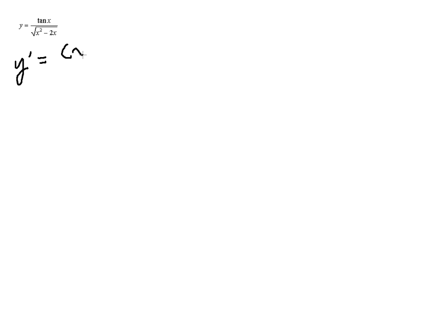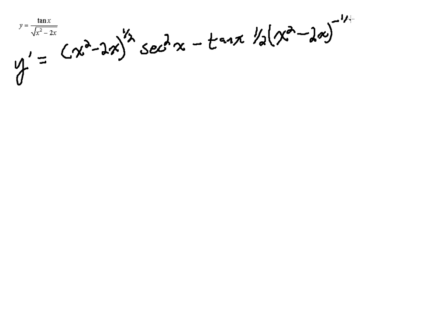So we have the bottom function, which is (x squared minus 2x) to the 1/2 times the derivative of the top, which is secant squared of x, minus the top function, which is tangent of x, times the derivative of the bottom, which is 1/2 times (x squared minus 2x) to the negative 1/2 times the derivative of the inside of that, which is 2x minus 2.